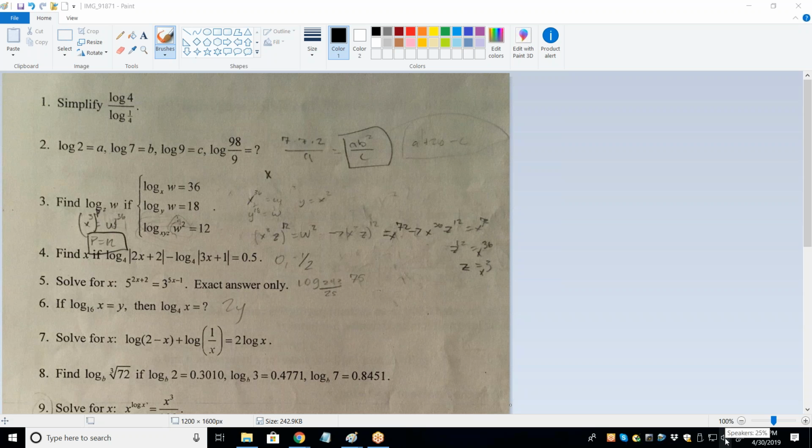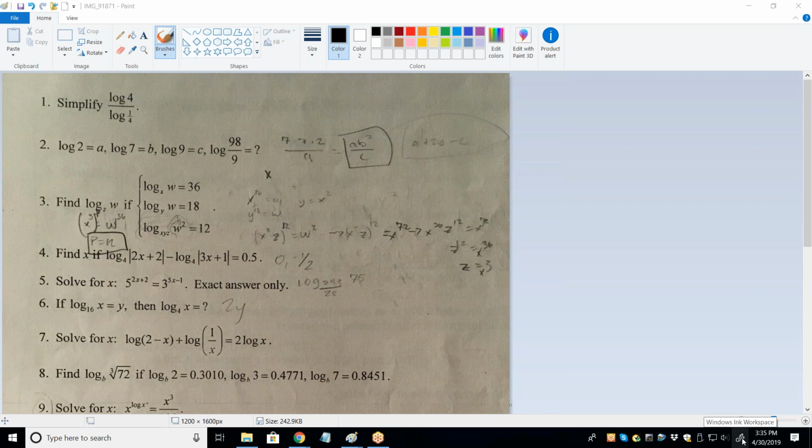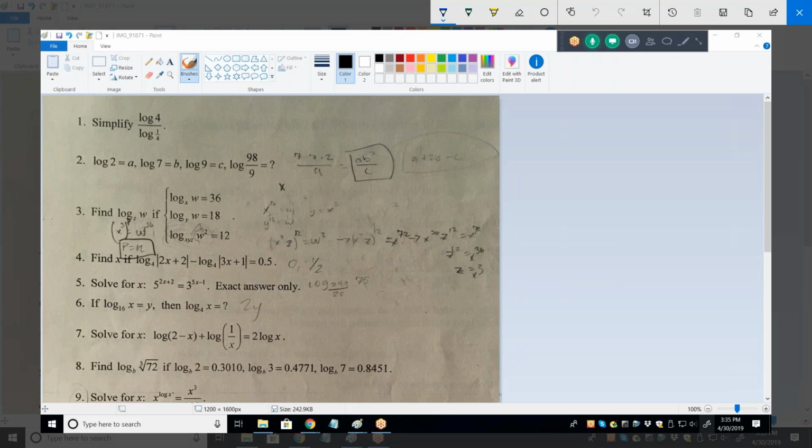Yes, sir. Hold on. So, number 1. Log base 10 of 4 divided by log base 10 of 1/4. Let's do this by adding a variable. So I'm going to say the log of 4 is equal to x.